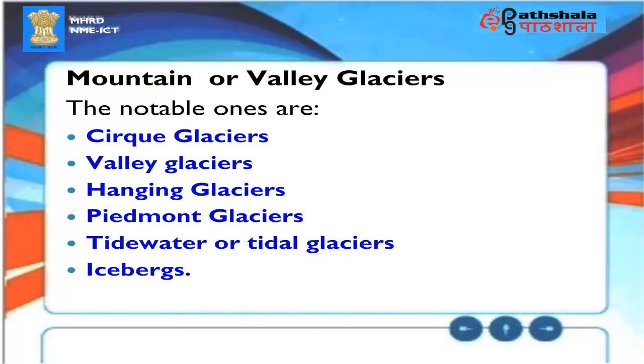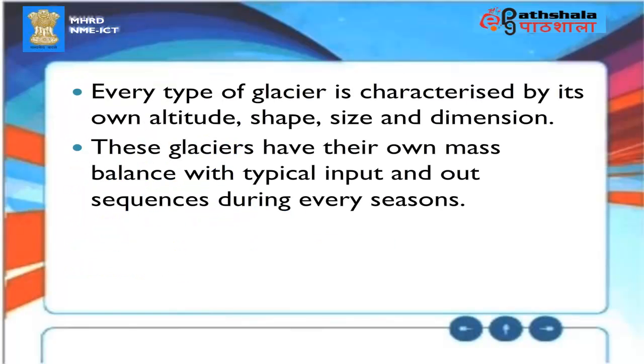Alpine glaciers have several subtypes. The notable ones are cirque glaciers, valley glaciers, hanging glaciers, piedmont glaciers, tidewater or tidal glaciers, icebergs. Every type of glacier is characterized by its own altitude, shape, size, and dimension. These glaciers have their own mass balance with typical input and output sequences during every season.